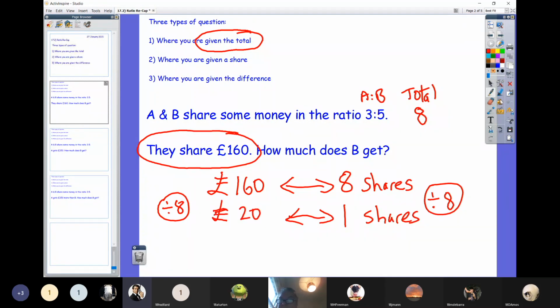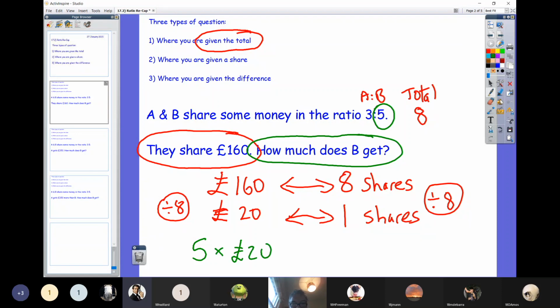Now with this question, they're asking us how much does B get? Now B has 5 shares, so it's 5 lots of £20, which is £100. Okay, so just to quickly recap, the £160 was the 8 shares. I then divided to get back to 1 share, and then I answered the question. The question asked me how much does B get, and B has got the 5 shares, so it was 5 lots of the £20. So that's the first way these questions can be worded.